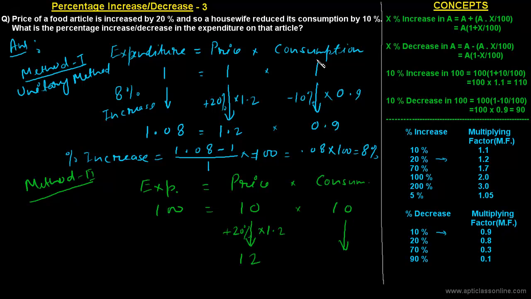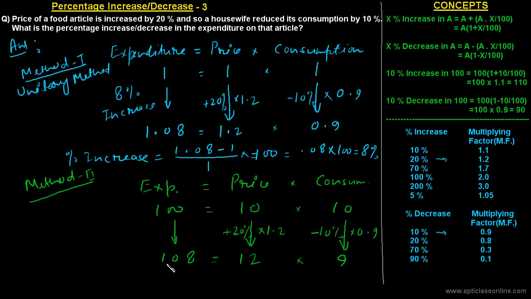And the consumption has decreased by 10%. For a 10% decrease, the multiplying factor is 0.9. So 10 into 0.9 is 9. So the new price has become 12. The new consumption has become 9. So the new expenditure will become 12 into 9. 12 nines are 108.